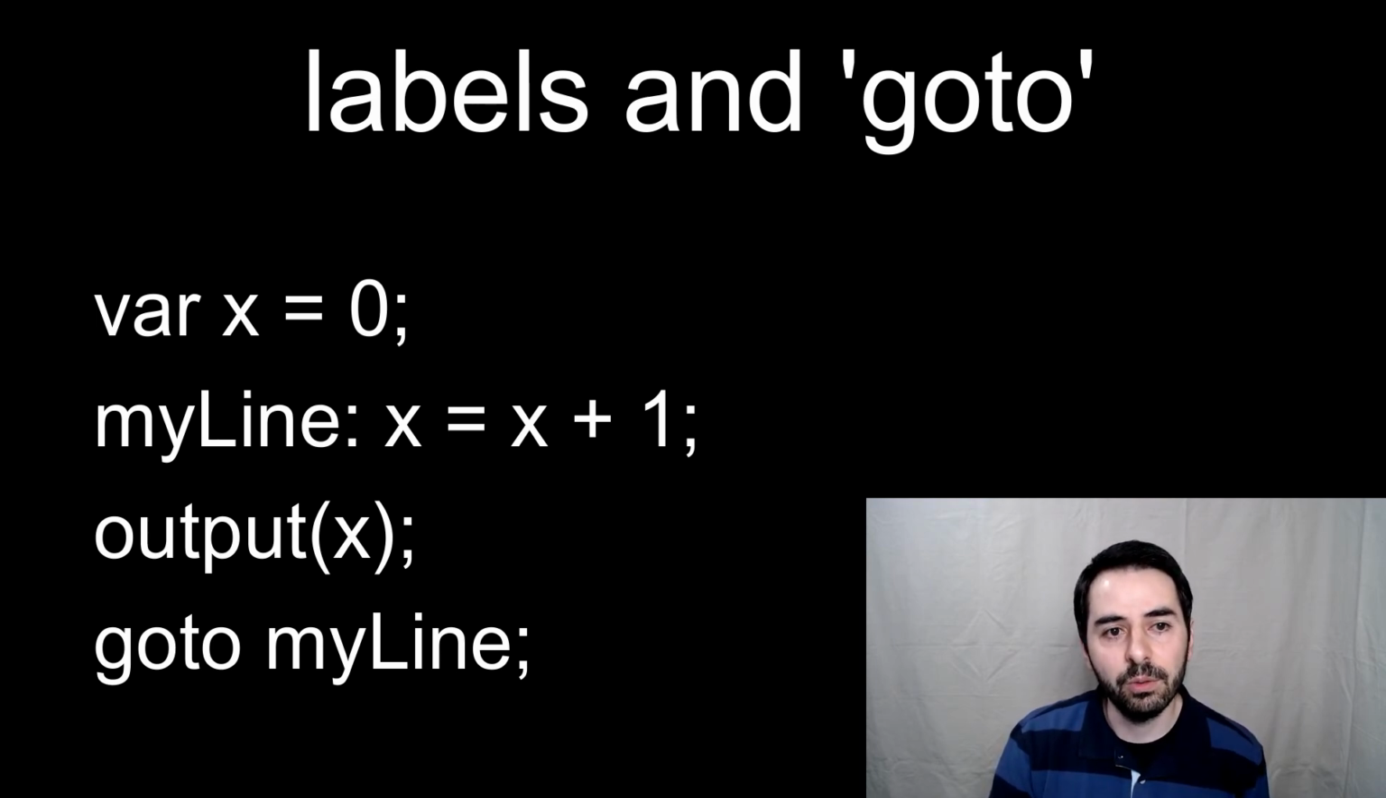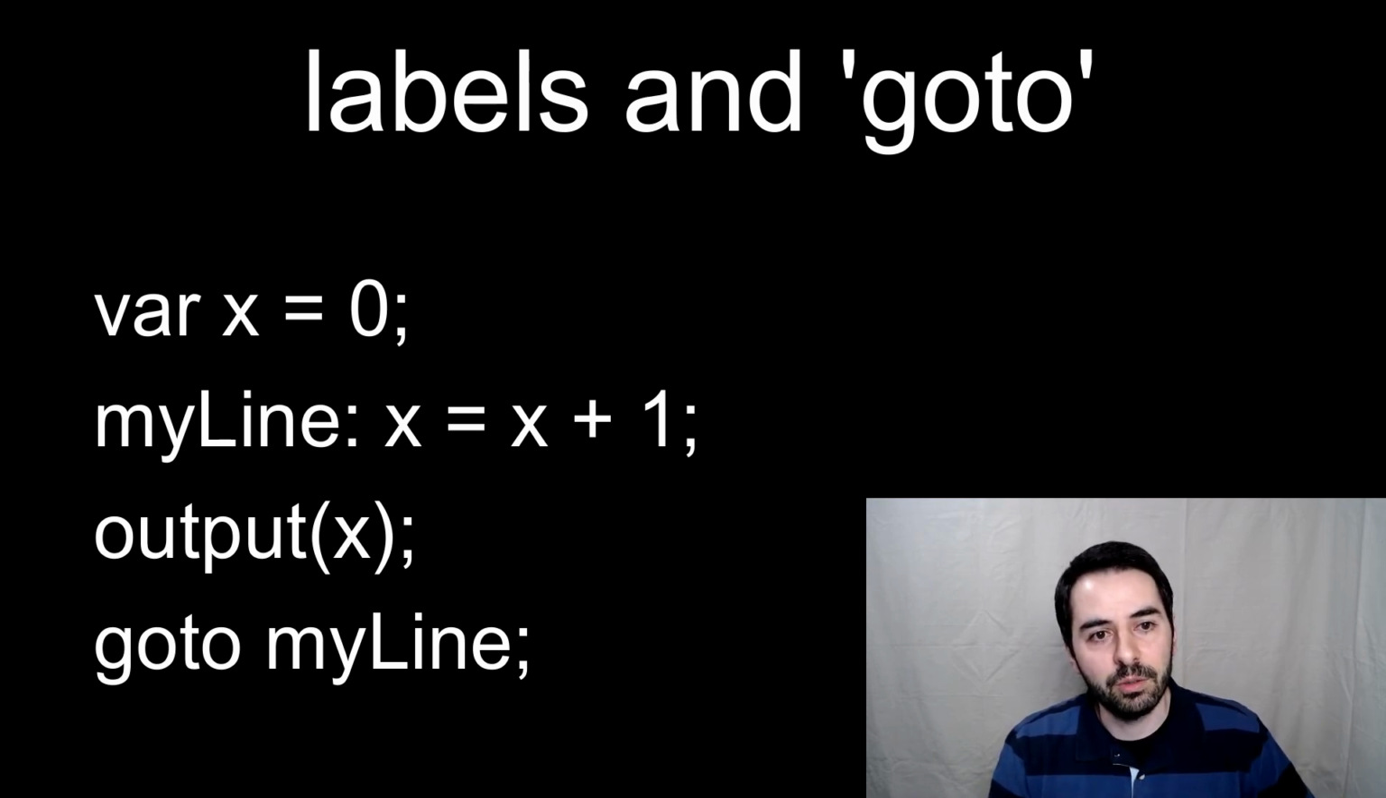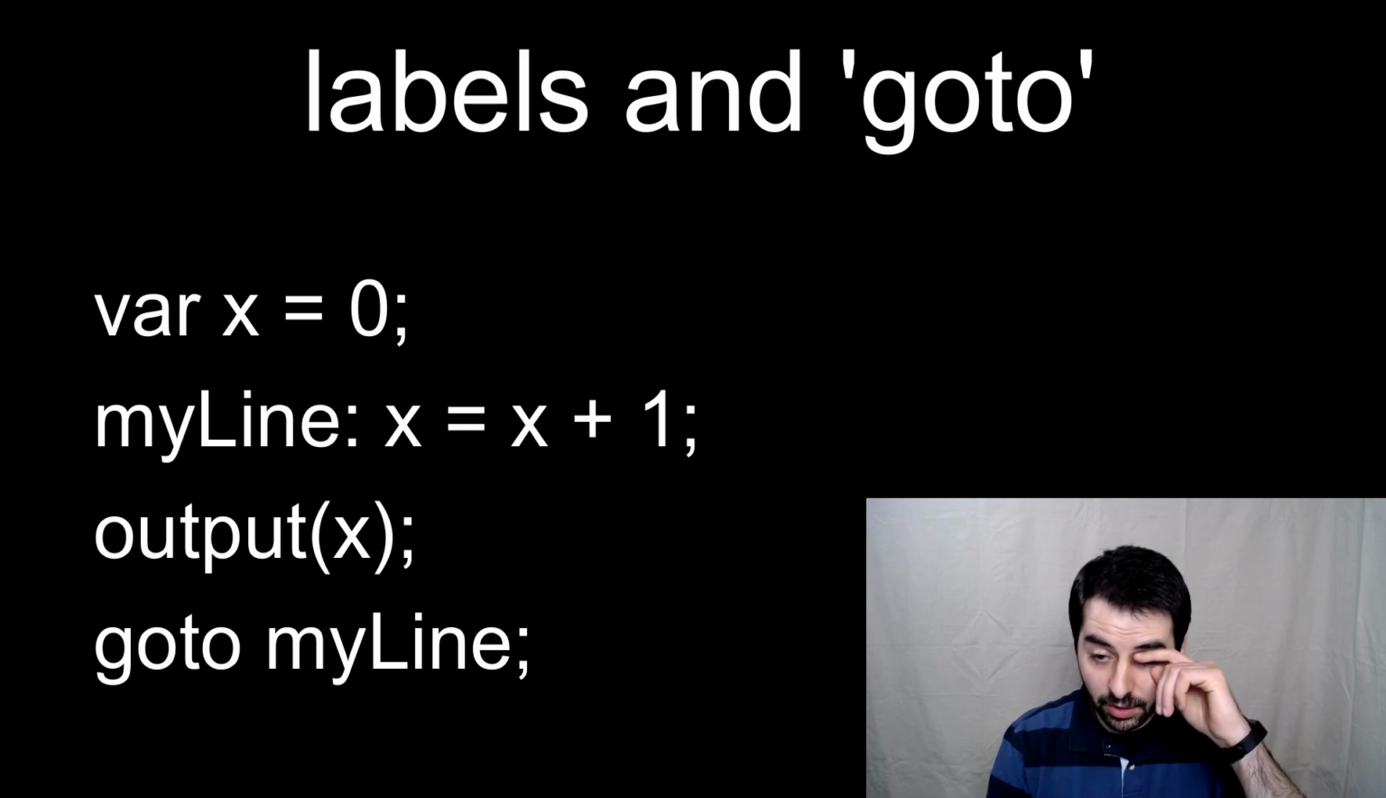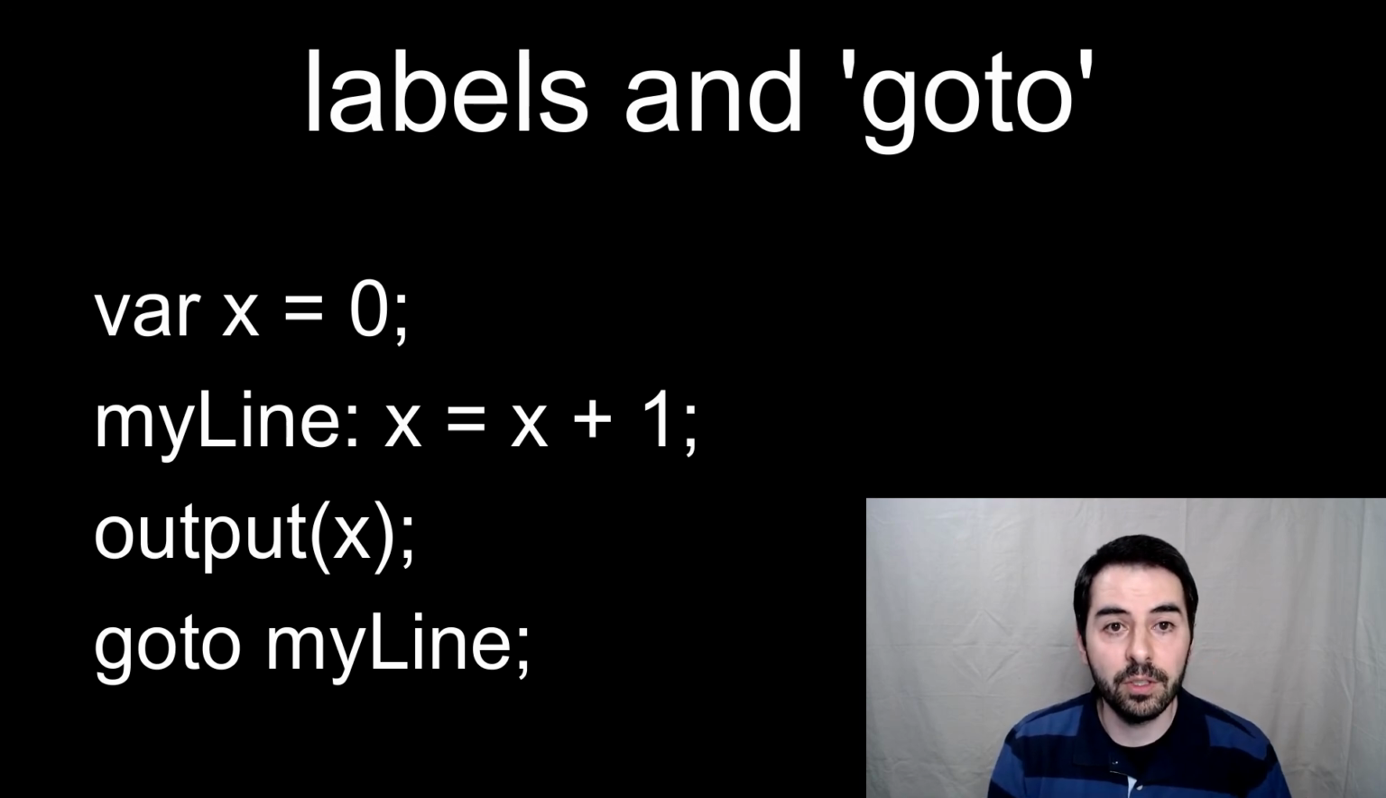So what this will do is increment the value of x initially, so it will be 1, and then it will output 1, and then go to my line, and it will increment it again, output again, go to my line, and infinitely repeat this. So it will start outputting all the integers from 1 to infinity until we terminate the program. Practically this program is not useful, but it illustrates how goto works with a label.